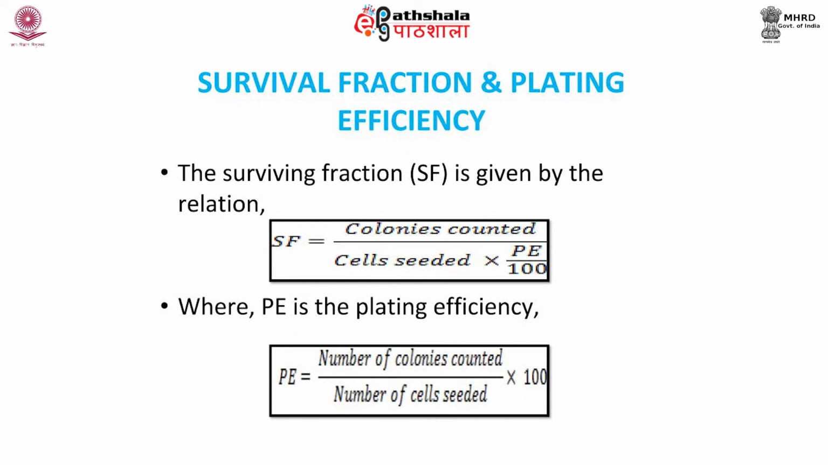The surviving fraction is given by the relation: surviving fraction equals colonies counted divided by cells seeded times plating efficiency divided by 100. Where the plating efficiency is equal to number of colonies counted divided by number of cells seeded, times 100. It is expressed in terms of percentage.